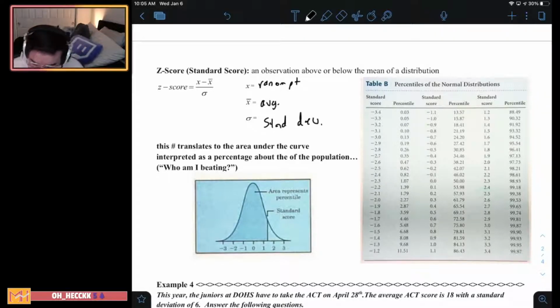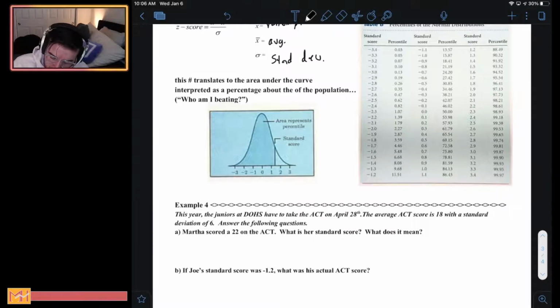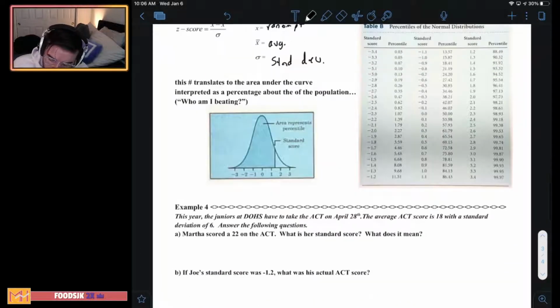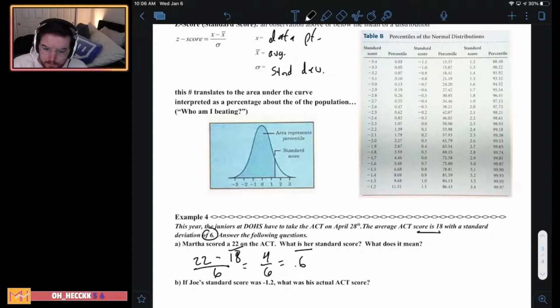So, Martha scored a 22 on the ACT. What is her standard score, which is what a z-score is? We take her data point. When I say random point, I mean one of the data points. So Martha is a data point. She got a 22, minus the average, and the average ACT score is 18, all over the standard deviation, which they told us is 6. So we get 4 over 6, or 0.6 repeating.